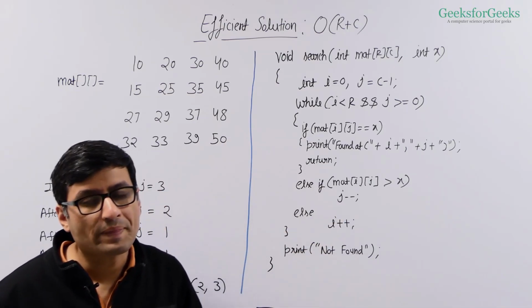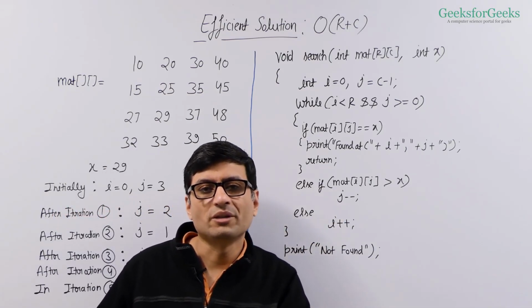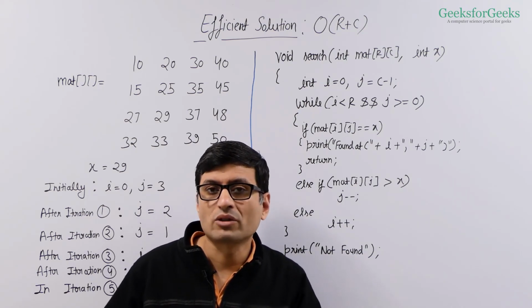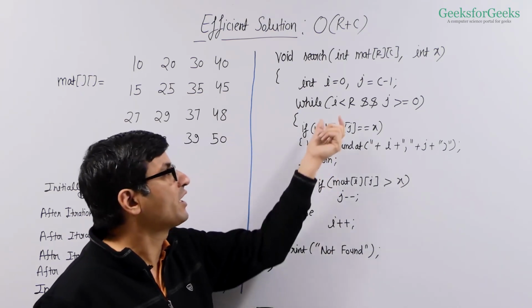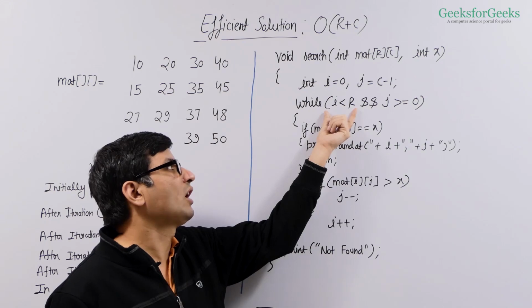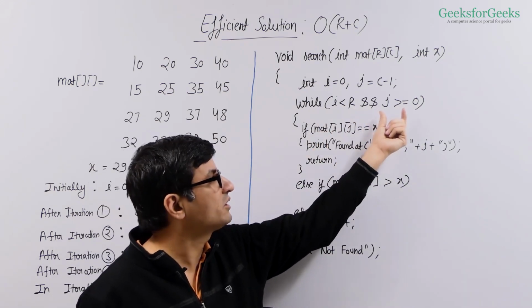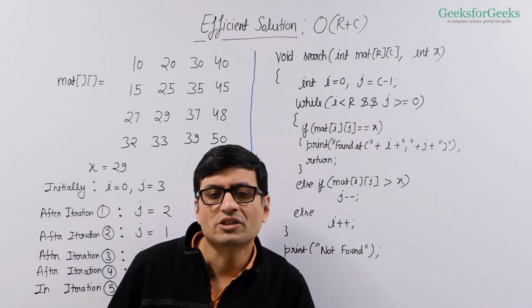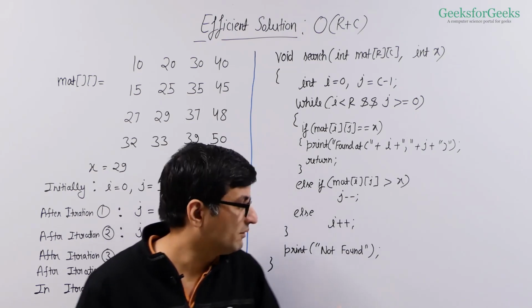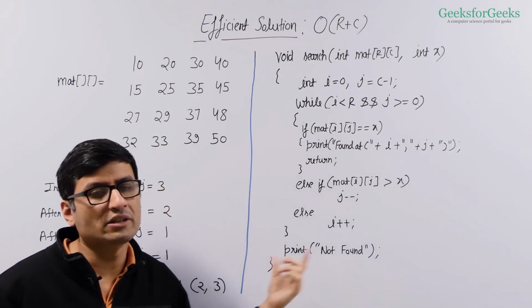That's a simple idea. And while doing this j minus minus or i plus plus, if we cross the boundary, if i becomes equal to r or j becomes less than 0, then we stop and we say we did not find. That's the simple idea.